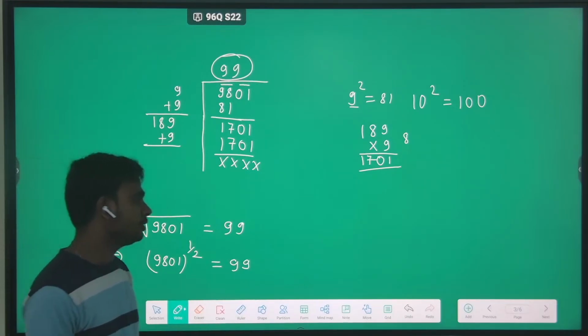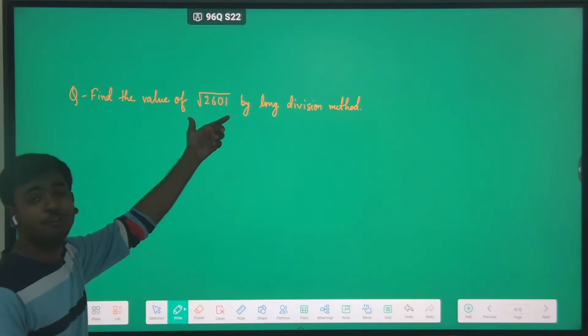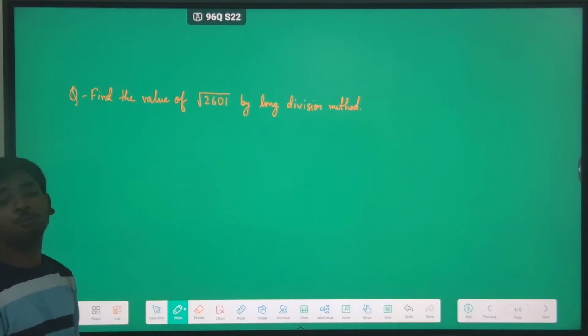Okay. Now, moving towards our next question, we have to find out the value of square root of 2601 by long division method.